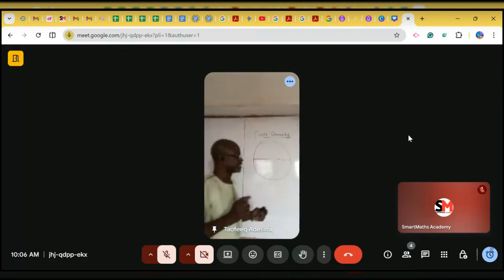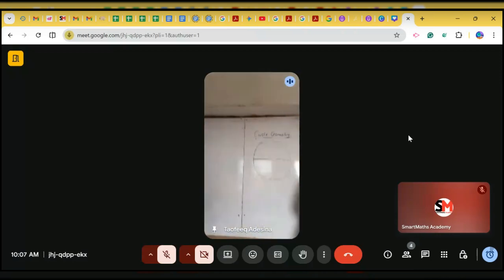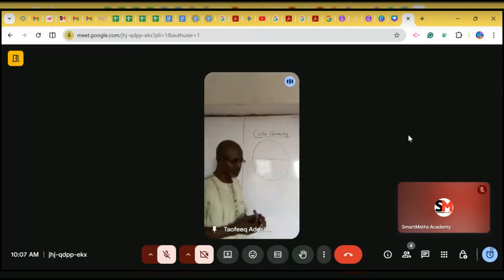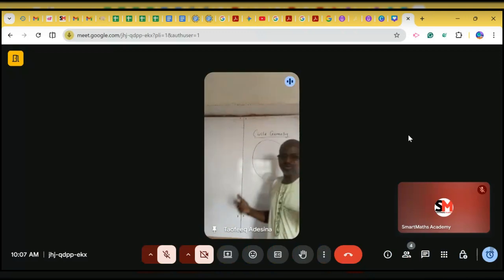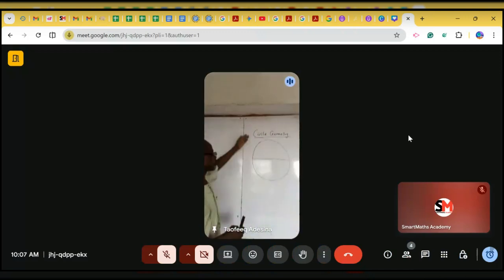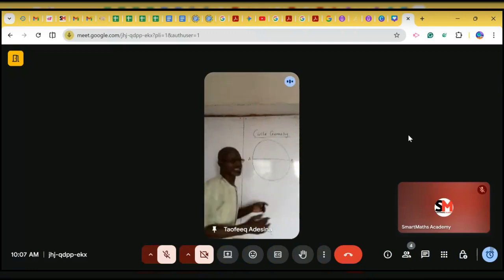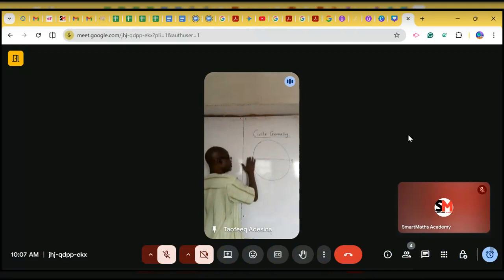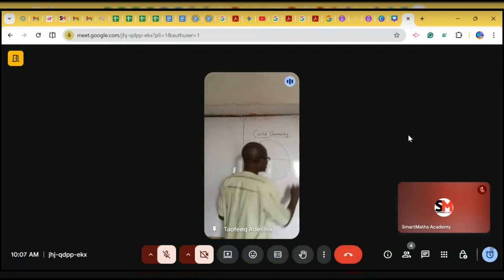Please, each point I made, and I made emphasis on it, make sure you take note. Very, very important. If a line is drawn like this in a circle, don't ever assume that it's a diameter. If in the question it is stated that, let me put it this way, line AB is a diameter, then you can take it as a diameter. But if it is not stated, don't assume it's a diameter.